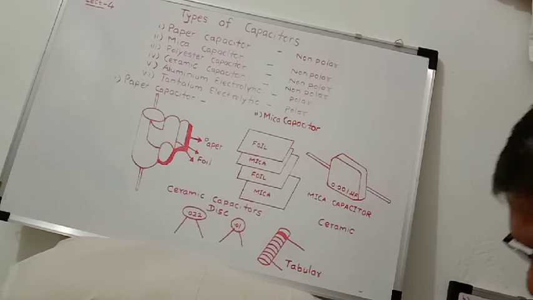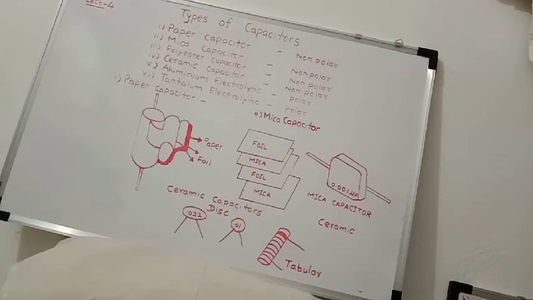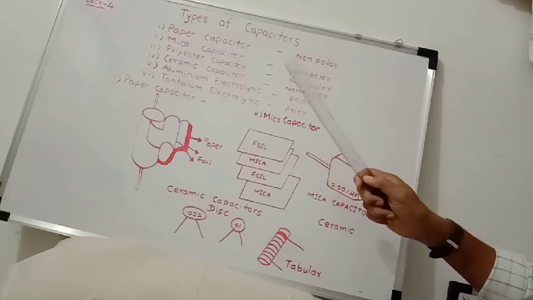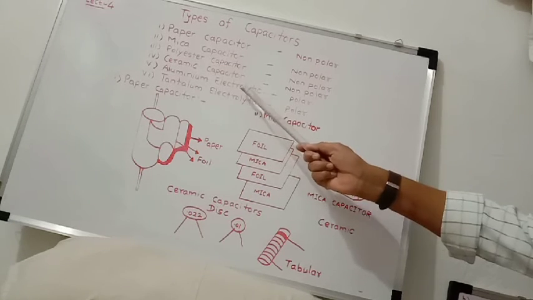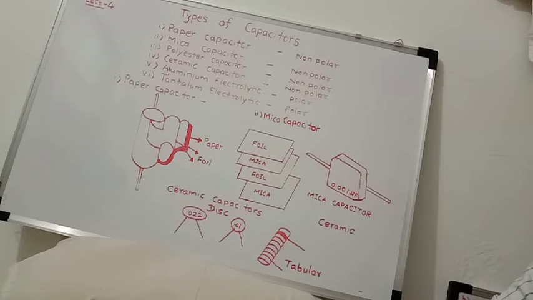Polarity is very important. Then another main difference between non-polar and polar capacitor is that these capacitors are manufactured in higher values. Okay, 100 microfarad, 1000 microfarad, 2000 microfarad, 4700 microfarad, like this. So the capacitance of electrolytic capacitors is very large. Higher values are possible because electrolyte is used to provide more capacitance.